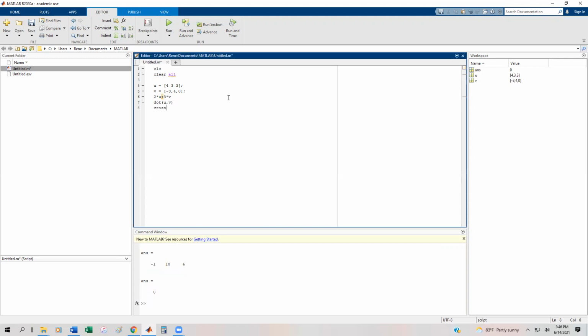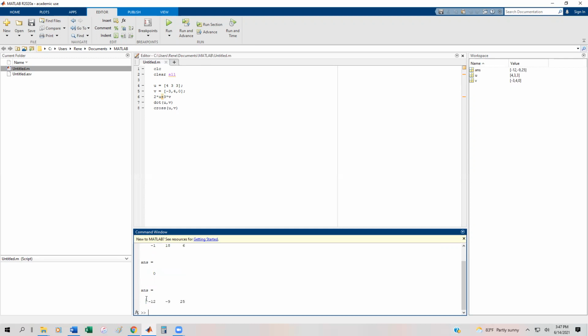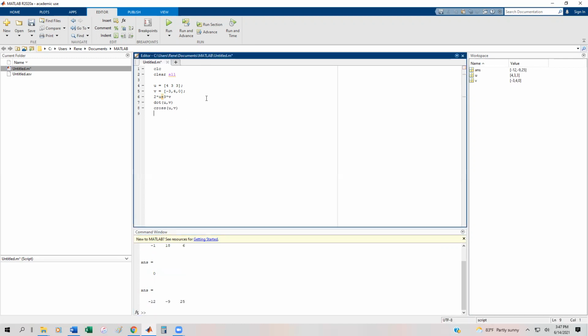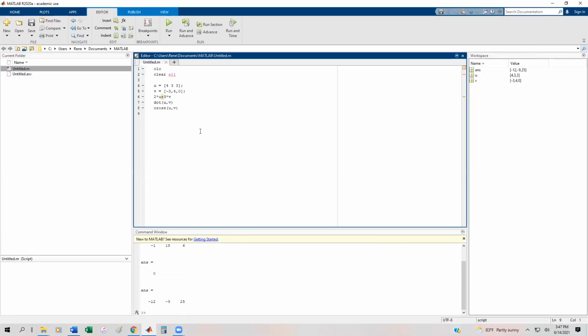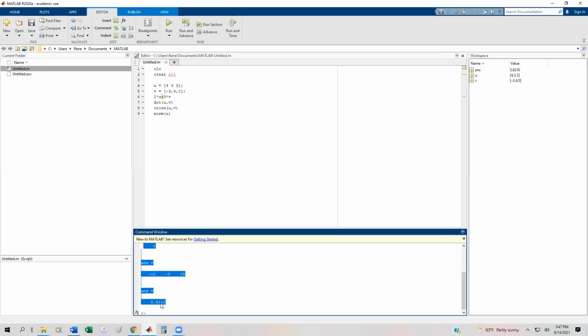We want the cross product, cross(U,V). And we're going to execute that, and this is our cross product. All right, and then we need the magnitude of U. Again, what I'm doing is just going through here: here's our U dot V, U cross V, magnitude of U. So now we need norm(U). It's going to give us a decimal value most likely. So that's about the length of our vector U in standard position.